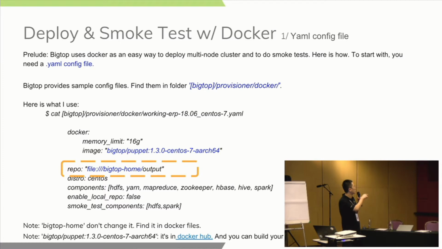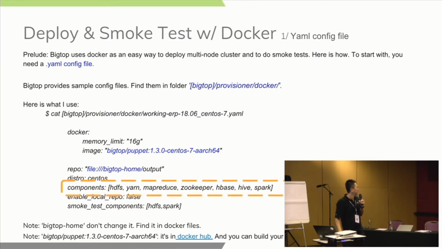Then you specify your repo. This name, the file /bigtop-home, is a hard-coded string, so don't try to modify it. It will map to your local Bigtop source code directory. And here you specify the components you want to install on each of your container nodes. In this example, I gave it a very long list.